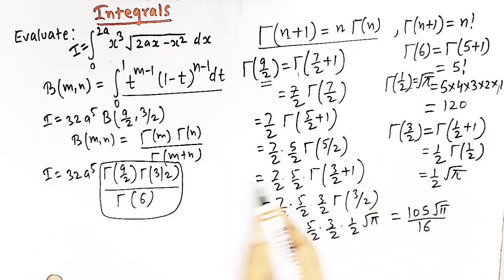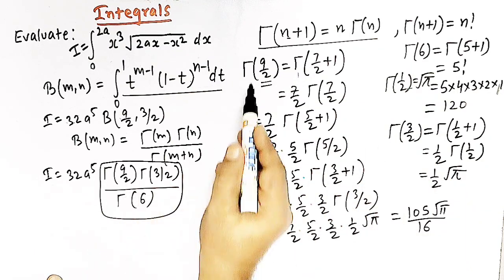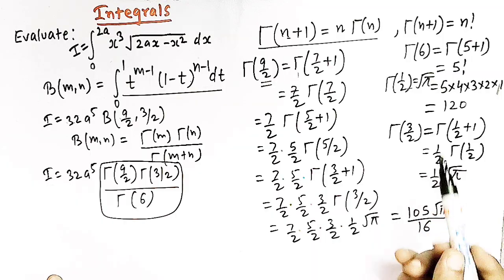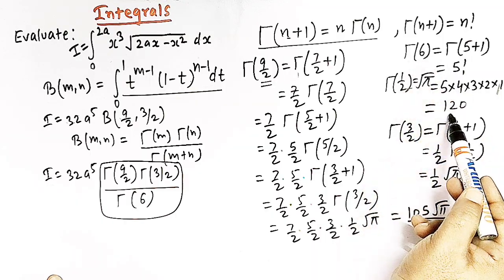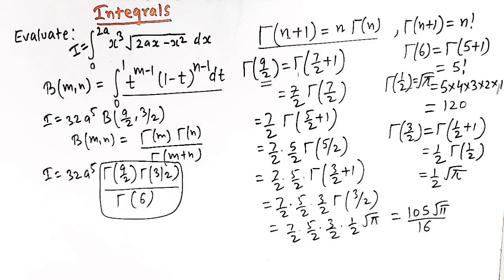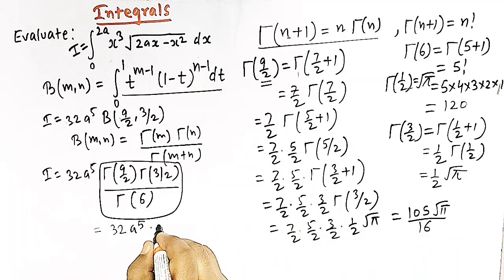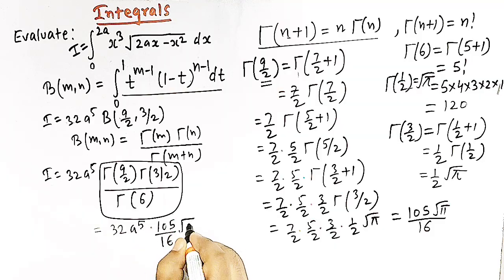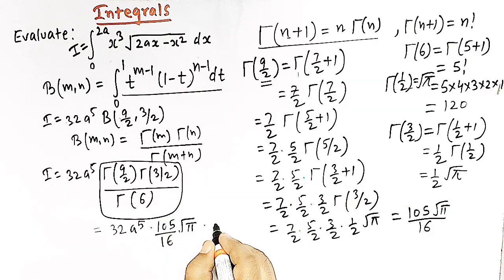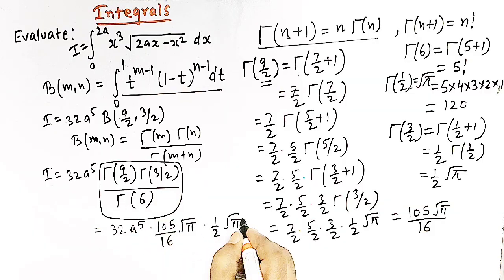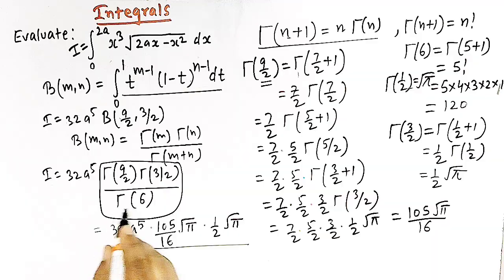So now let us substitute the values of gamma 9 over 2, gamma 3 over 2, and gamma 6 as 120 in this expression. So now we can write here 32a raised to 5, and here we have 105 over 16 times square root of pi, and here we have half times square root of pi divided by gamma 6, that is 120.